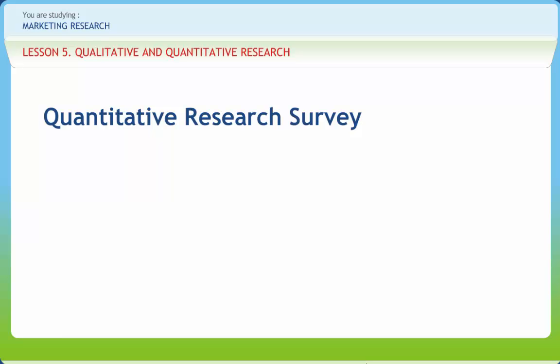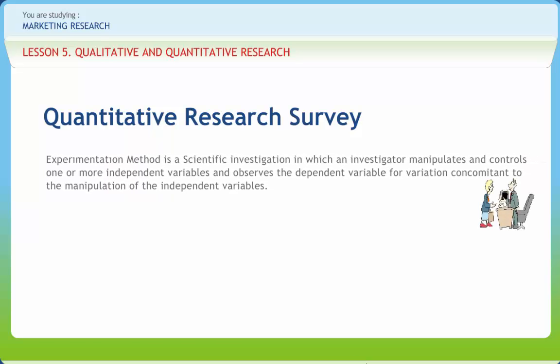Quantitative research techniques are part of primary research. Observation research can be defined as the systematic process of recording patterns of occurrences or behaviors without questioning or normally communicating with the people involved. The experimentation method is a scientific investigation in which an investigator manipulates and controls one or more independent variables and observes the dependent variable for variation concomitant to the manipulation of the independent variables.